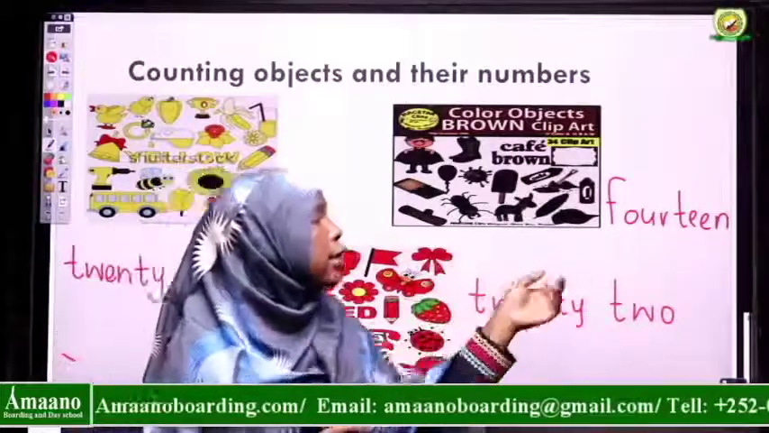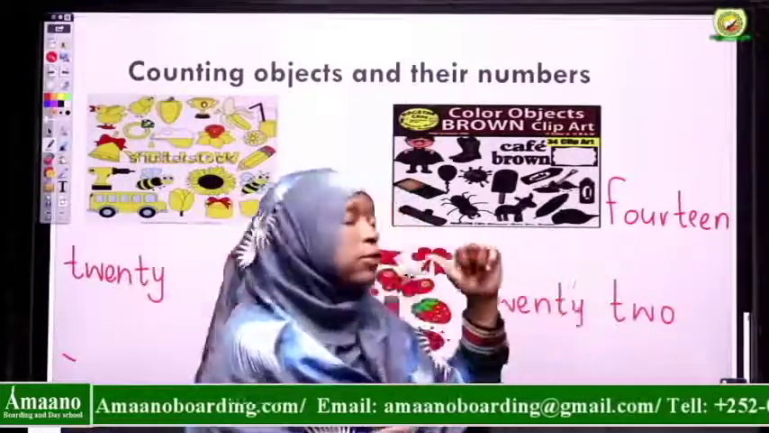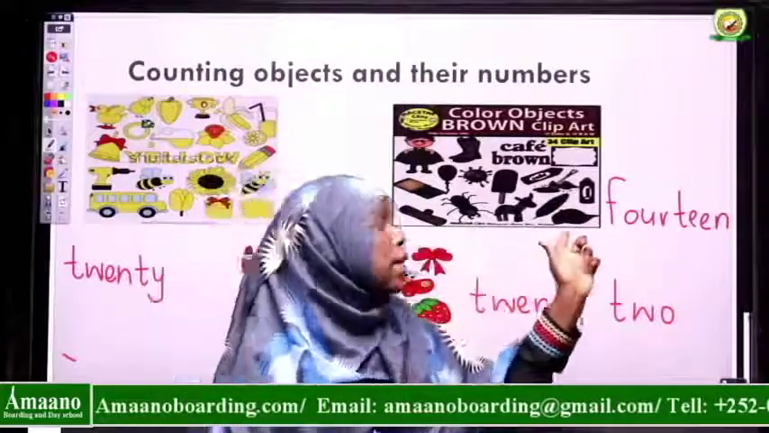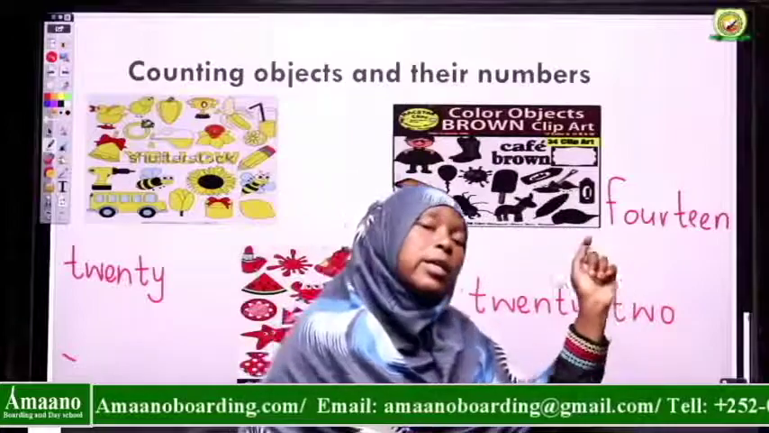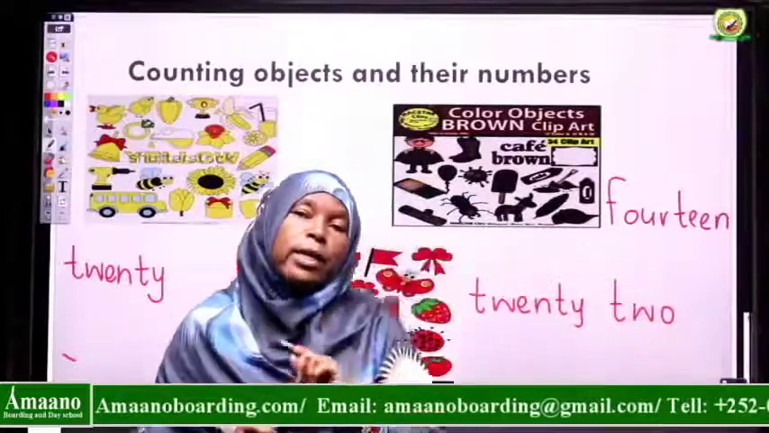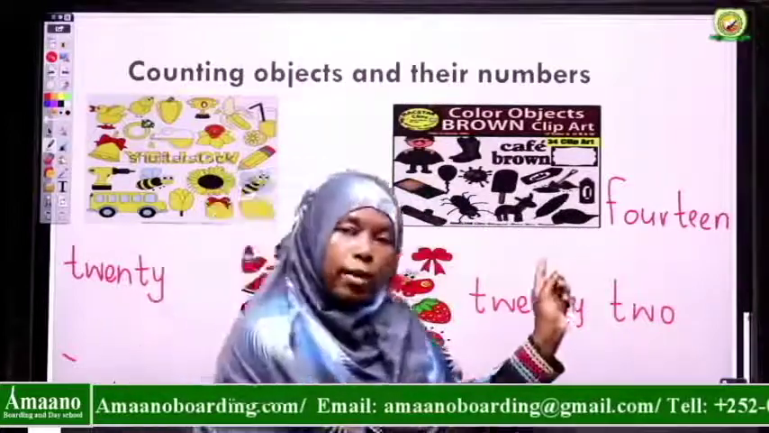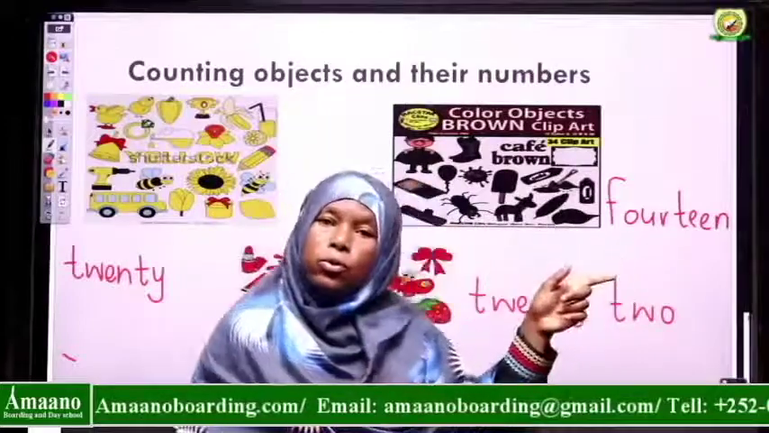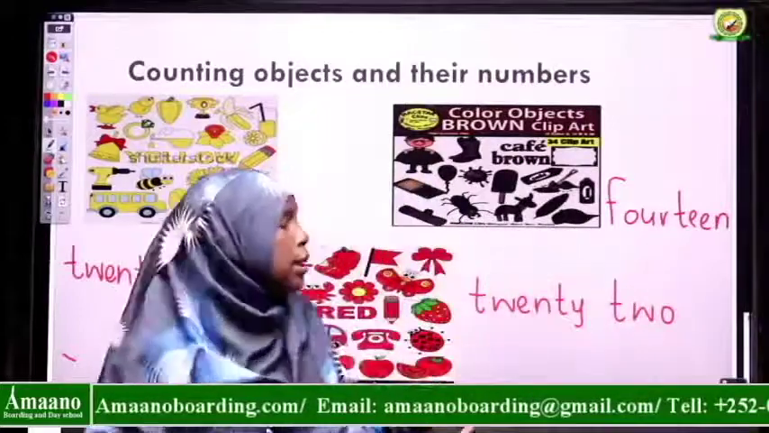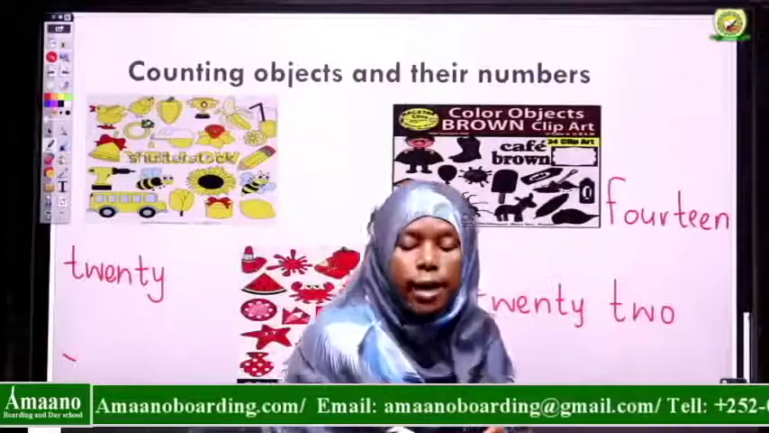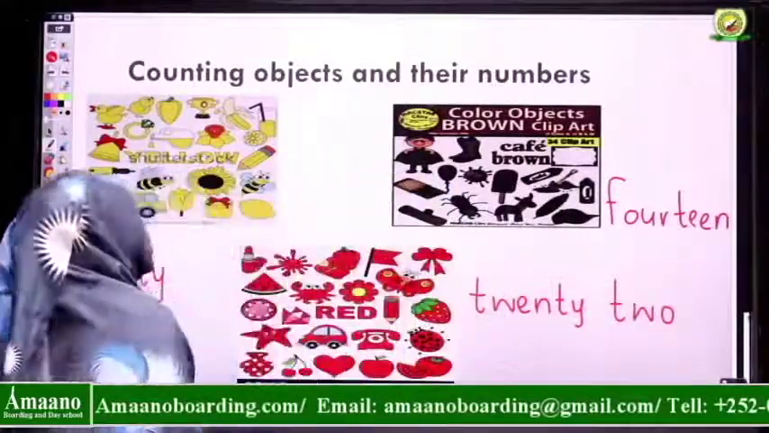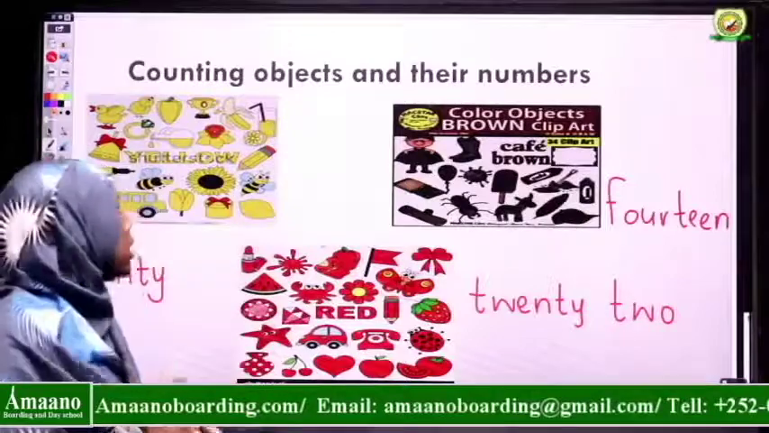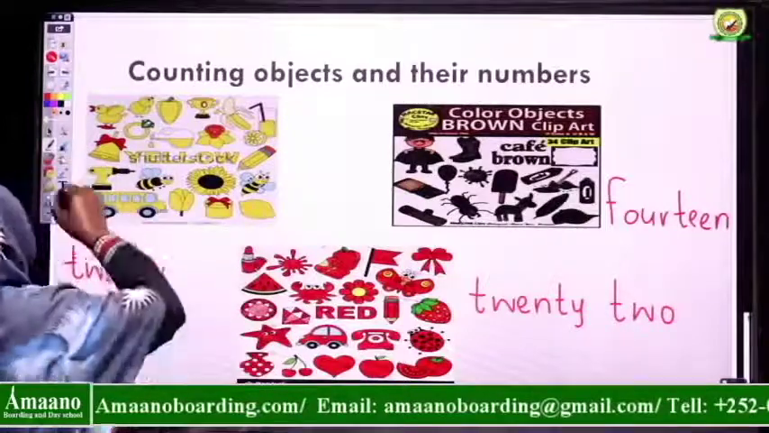Then we have the brown objects. The pictures in color brown are 14 of them. So we spell 14: F-O-U-R-T-E-E-N. So that's how we spell the numbers in their various objects.